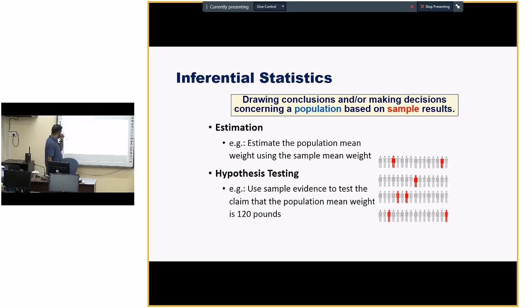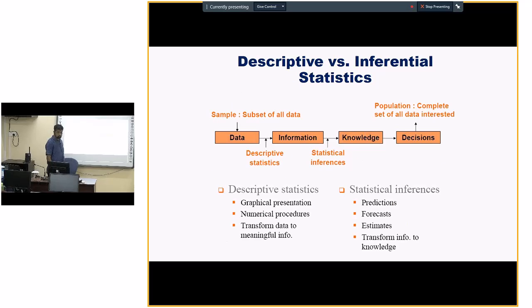Here, these are the contents of inferential statistics: estimation and hypothesis testing. Further, we can discuss. And this is also not a new slide. Already we discussed this matter under business statistics.